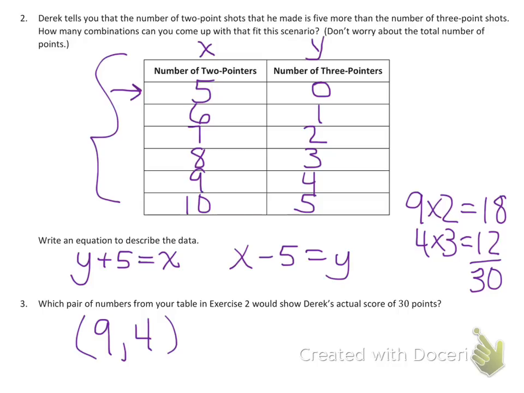Okay, so you might have noticed that 9 times 2 is 18, and that if I take 4 times 3 to get the number of 3-pointers, that's 12, and 18 plus 12 is 30. So 9, 4 was one of the combinations we found on the first data table. So 9, 4 right here is a solution to that first equation.